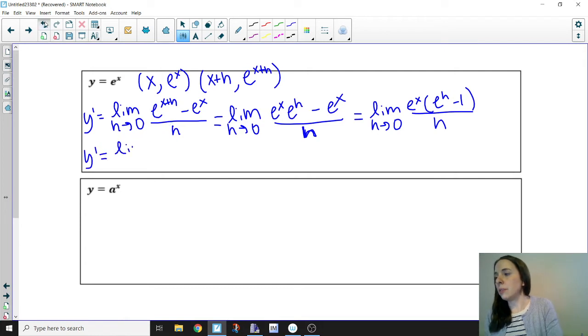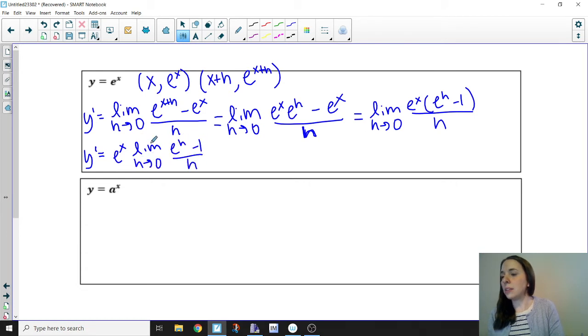Oops, I just said I was going to take it out of the limit and then I didn't. Let me try that again. I can take it all the way out here, and the reason I can do that is because this is the limit as h goes to 0, and e to the x would not be affected by that. It would not change. So let's take it out of the limit.